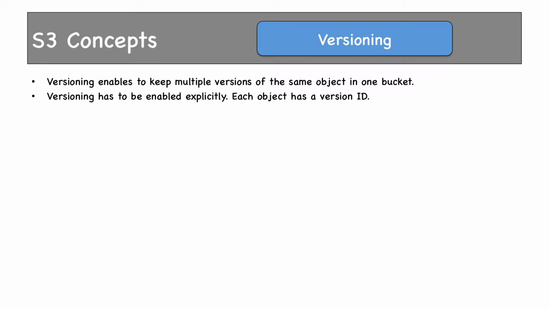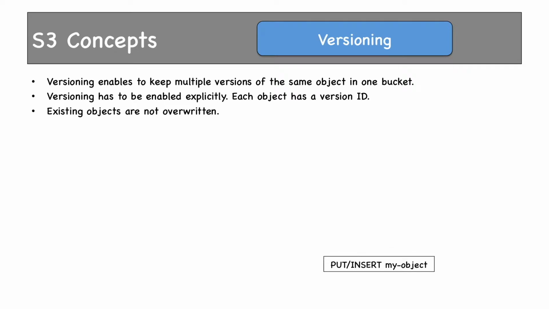Each object has a version ID. When versioning is not enabled, each object gets a null version ID. If you use versioning, existing objects are not overwritten. That means a newer version is created instead of overwriting or deleting the existing object.